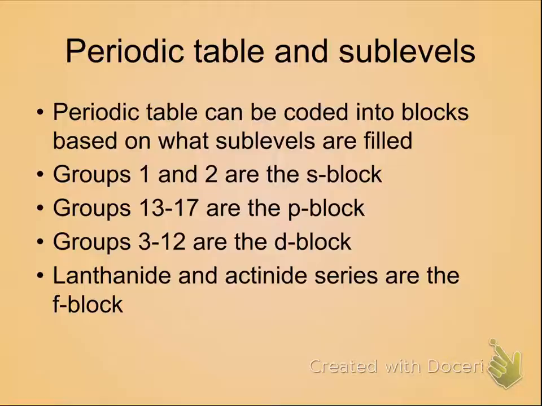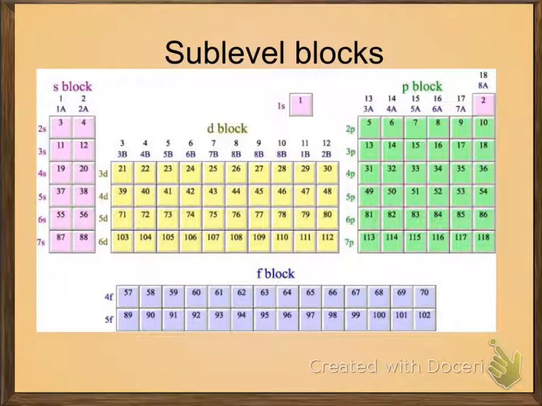That's so cool. Because of these patterns, the periodic table can actually be subdivided or coded into blocks based on the sublevels that are being filled. So groups 1 and 2 are the s block, 13 through 17 are the p block, 3 through 12 are the d block, and the lanthanide and actinide series are the f block. Let's see what that looks like visually. If you'd like to color your periodic table to reflect that, you can.